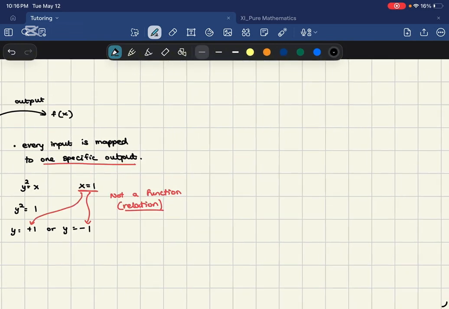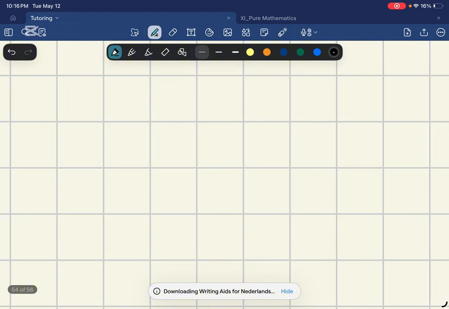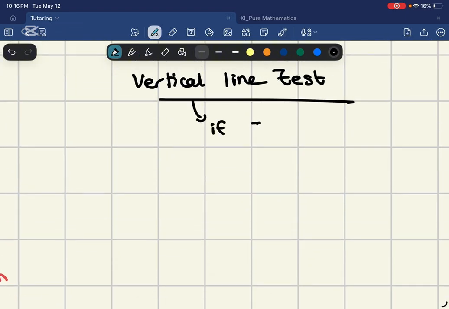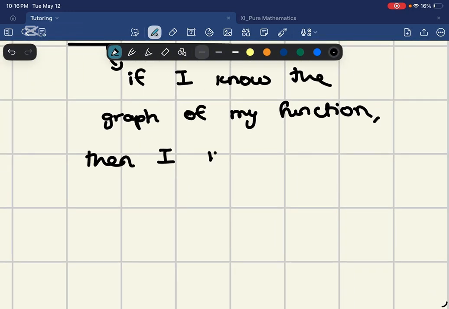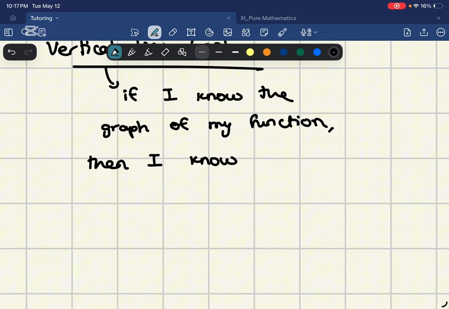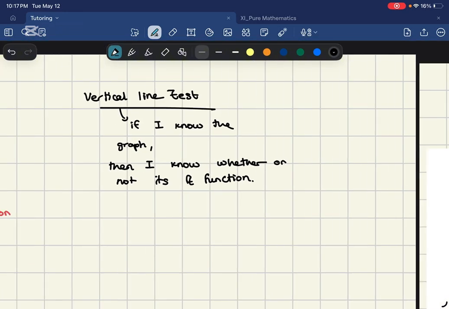And that is one way to check whether something qualifies to be a function or not. So we have something called the vertical line test. And the vertical line test comes from this idea, is that if you know the graph of your function, if I know the graph of my function, then I know whether or not it's a function using the vertical line test. So this test will tell us whether it's a function or not.